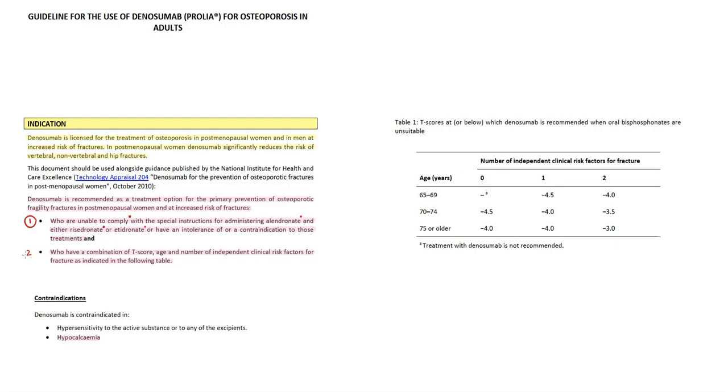Also, for prescription of denosumab, a person should have a combination of DEXA, age, and number of clinical factors for fractures. They are all grouped in a table which you can see on the right. And the major contraindications for denosumab are hypersensitivity to this drug or hypocalcemia.